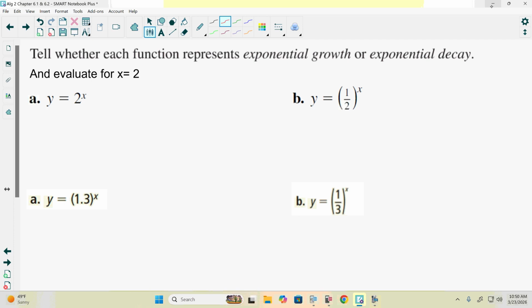They gave us an equation. We need to, one, determine whether it's exponential growth or exponential decay, and two, evaluate it when x is 2. So y equals 2 to the x. Exponential growth and exponential decay, in the general form, is y equals b to the x. So for this first one, for a, what is the value of b? 2. Is 2 greater than 1 or between 0 and 1? So it has to be growth.